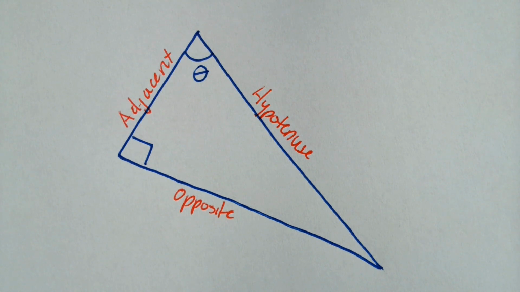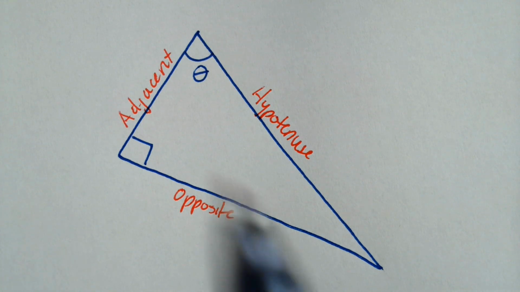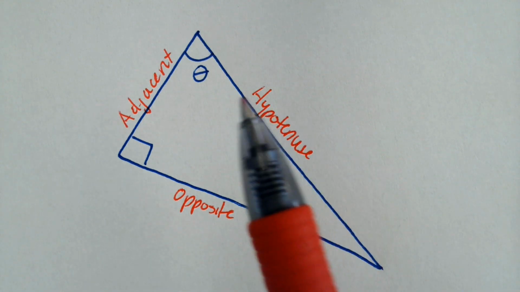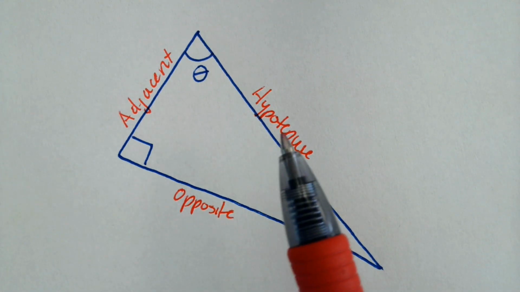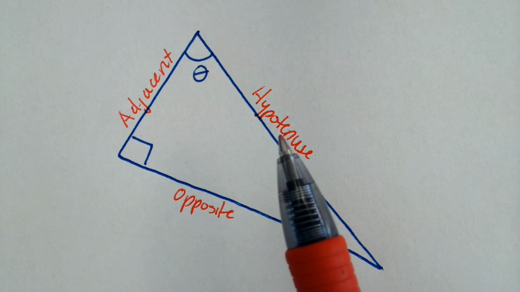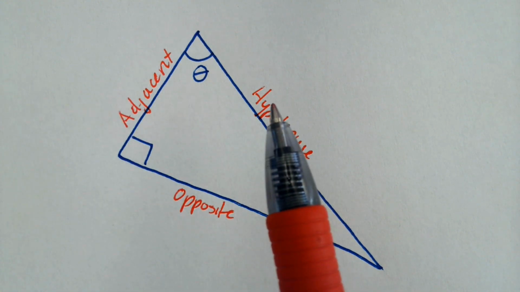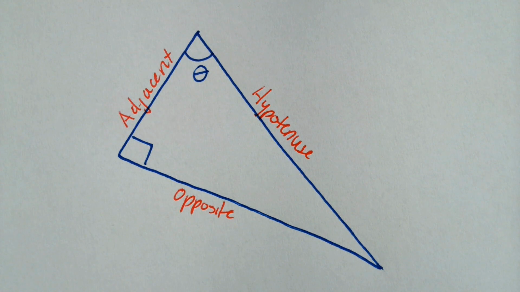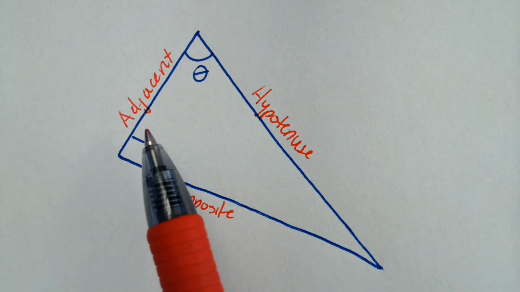Now we're going to be going over the sine, cosine, and tangent. So the sine is a ratio of the opposite side and the hypotenuse. The cosine is a ratio of the adjacent side and the hypotenuse. And the tangent is a ratio of the opposite side and the adjacent side.